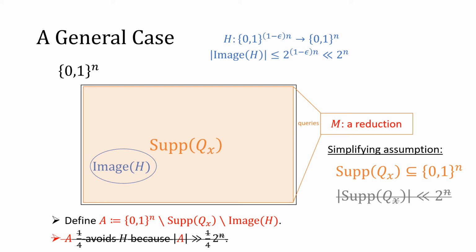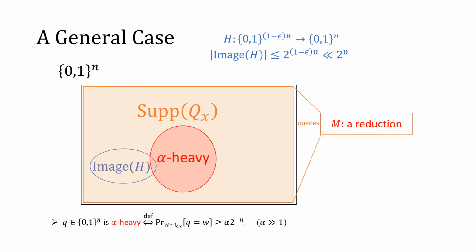Because if we define the oracle A in the same way as before, we can't make sure that A avoids H. But still, we can use a similar approach by relaxing the condition with support. So the problem with the support is that we consider every string which has non-zero probability of being queried.